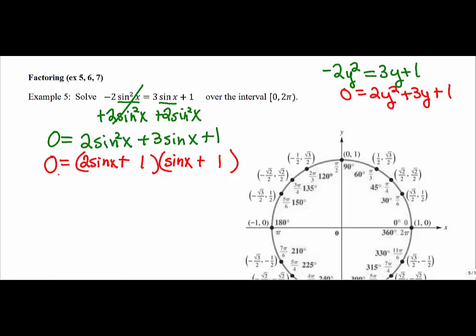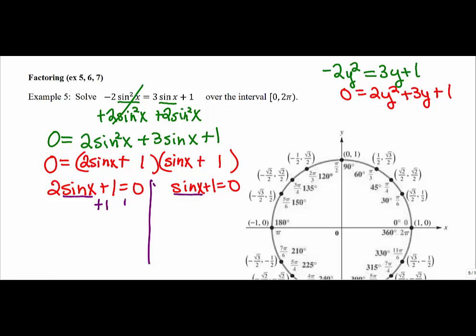Now that it's factored, we're going to do what we would have done over here once we factor. We're going to set each of these factors equal to 0. Once we do that, you notice that we have 2 separate equations where sine x is raised only to the power of 1. So now we have 2 linear equations, or equations in linear form, and we can solve by getting sine x by itself in each of these.